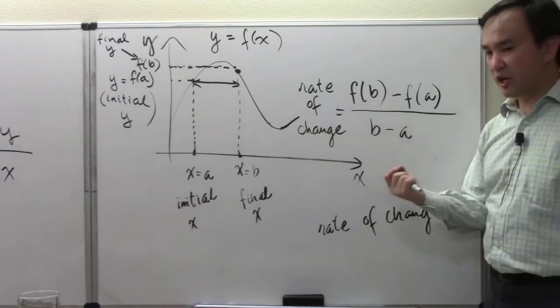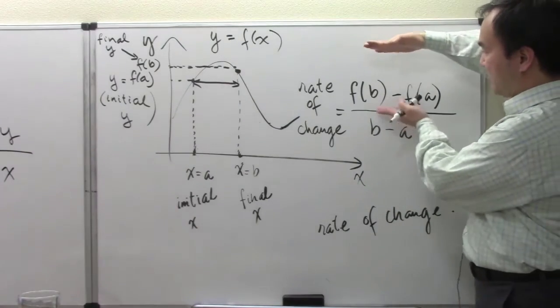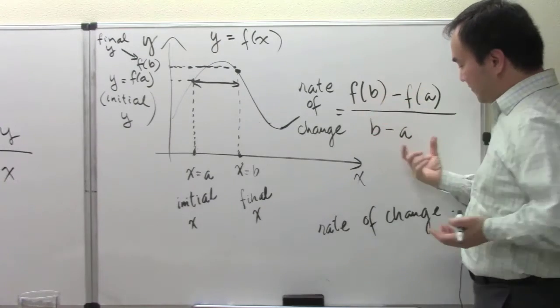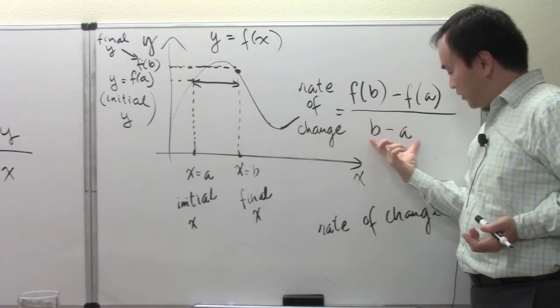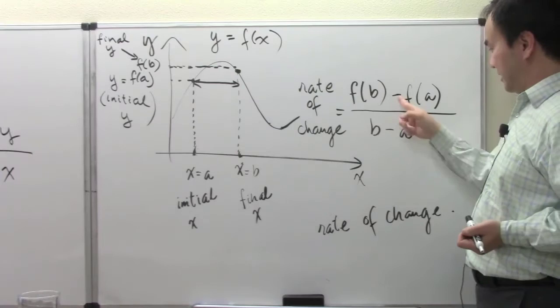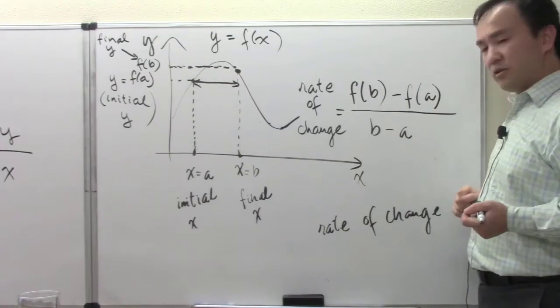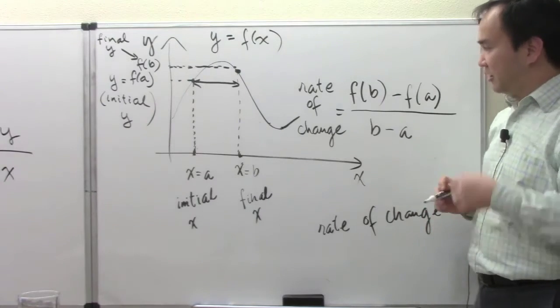Okay, it's a ratio, a fraction of how much change in y, in the vertical coordinates, over the change in the horizontal coordinates right here. It's the difference in y value over the difference in x value. There are just so many ways of interpreting it.